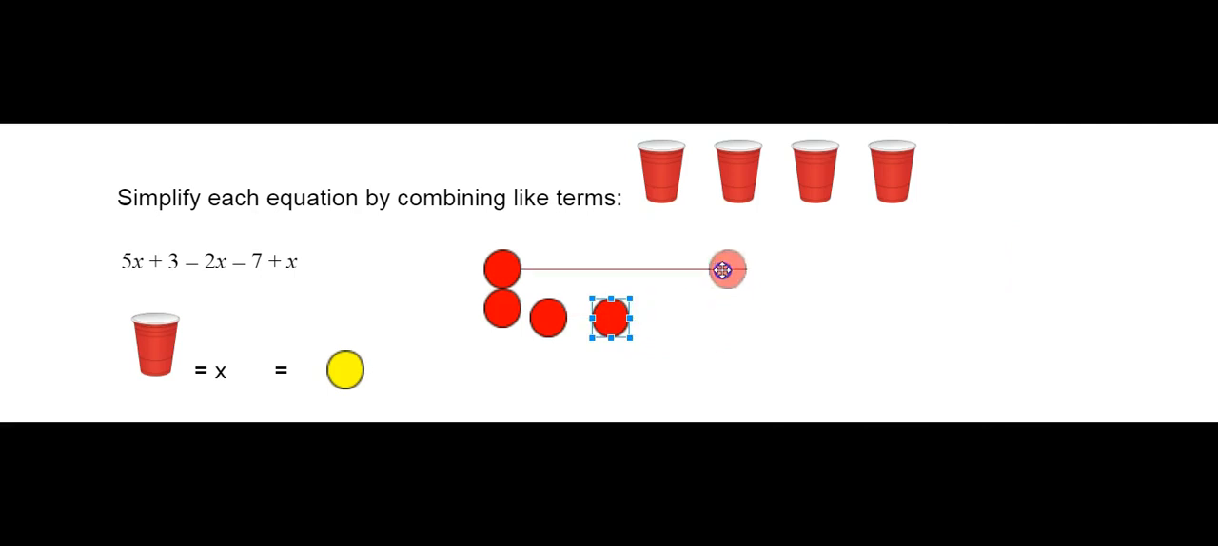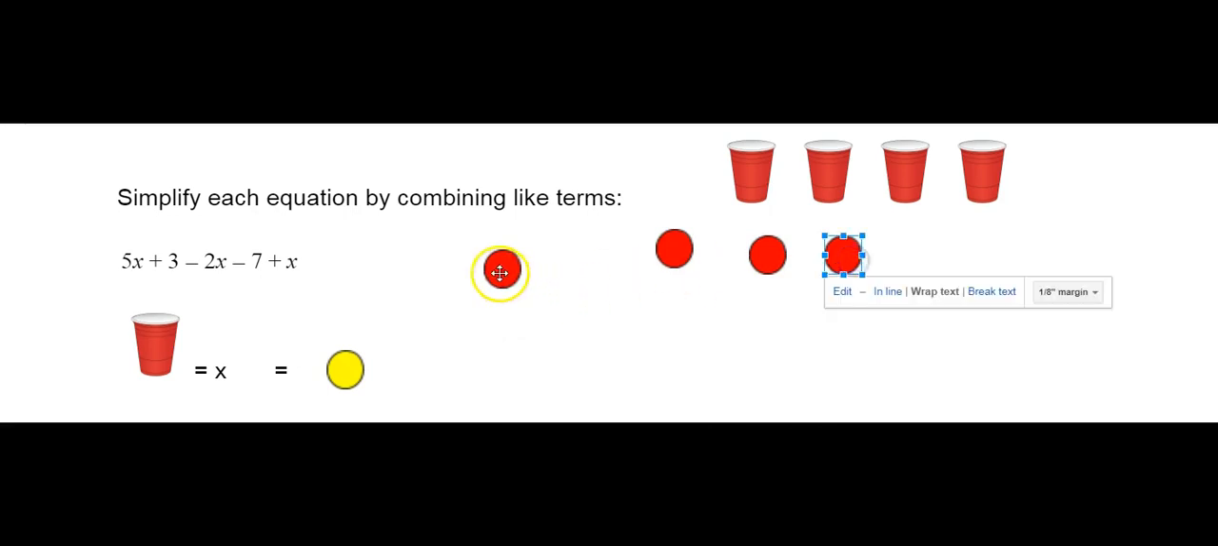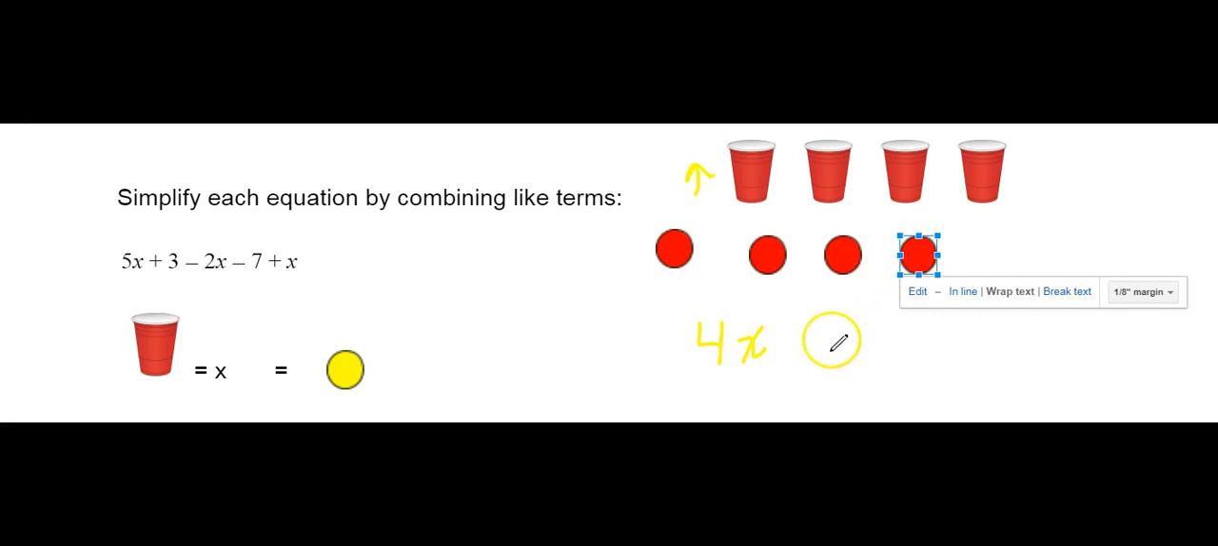Okay, what I'm left with when it's all said and done is 1, 2, 3, 4 x's. So I have 4 x's, and they're all positive because they're all up. And I have 1, 2, 3, 4 negatives, so that's going to be minus 4. That's pretty cool. 4x minus 4, that's our simplified expression. That's where we combine all of our like terms.